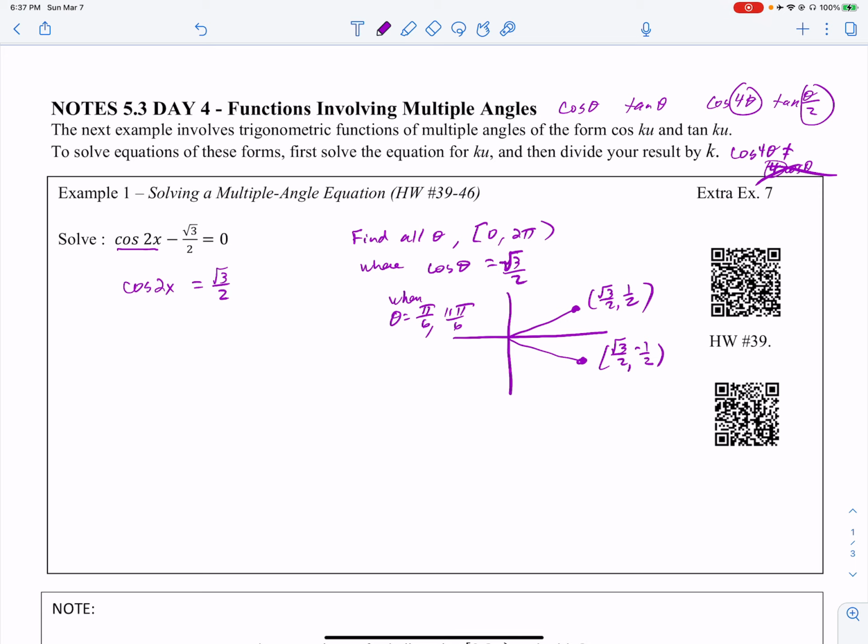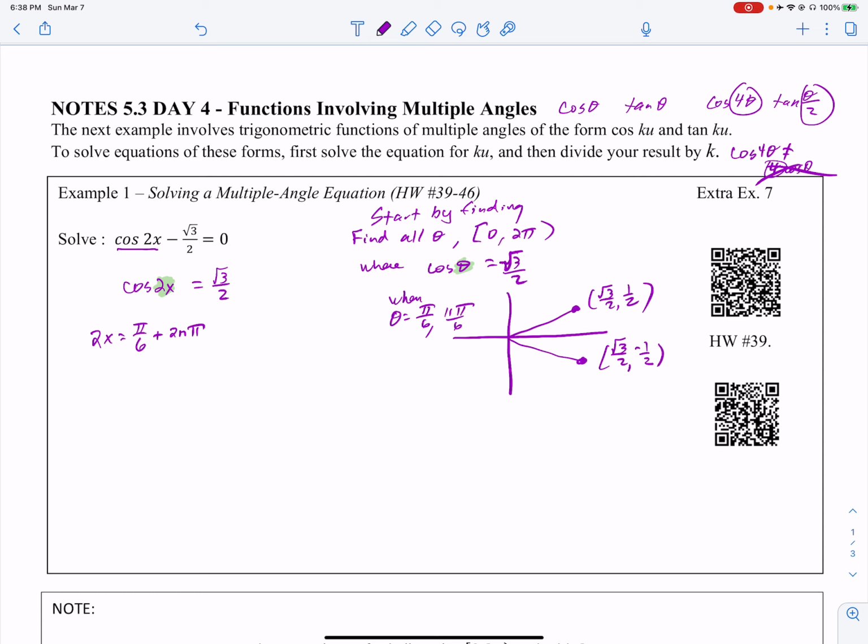Now, since it is not theta, but theta is 2x, we need to say, well, 2x has to be pi 6. And then there was no restriction on the domain. This is how we start, by finding all places where cosine's root 3 over 2 from 0 to 2 pi. But overall, it didn't restrict the domain, so we have to have an infinite number of solutions. So we add on to this plus 2n pi, where n is an integer.